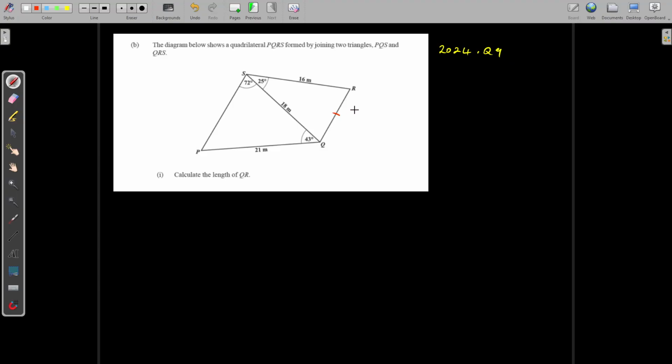So calculate QR. This is our unknown. And looking at it, this should be pretty simple to calculate, because we have a triangle, and from our triangle, what do we know?